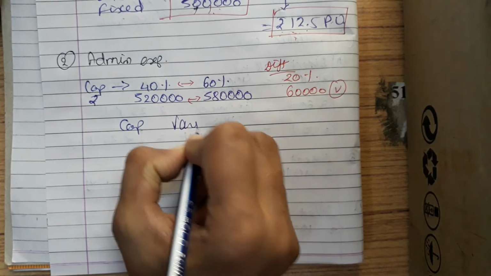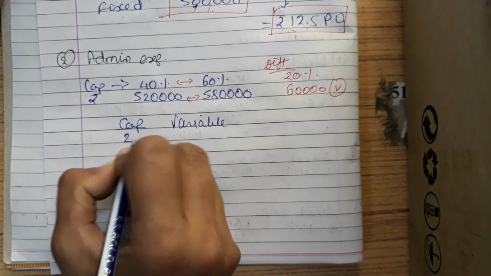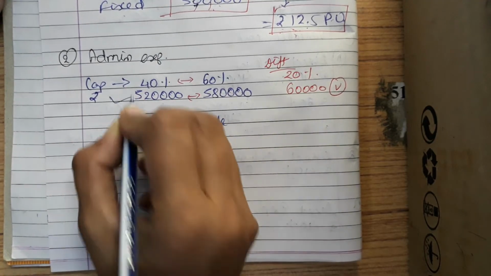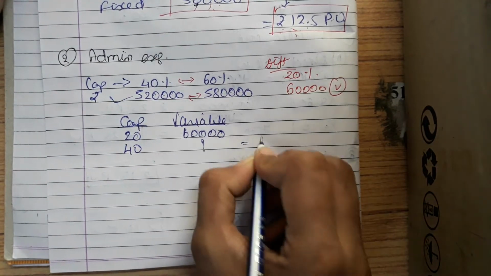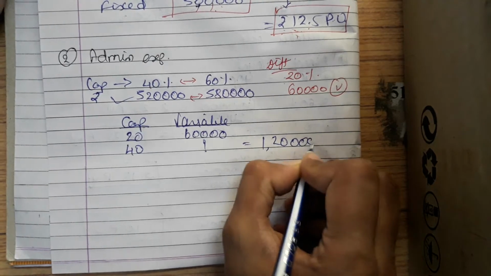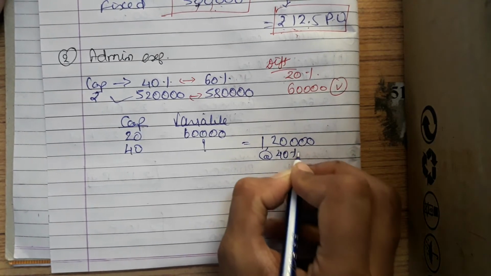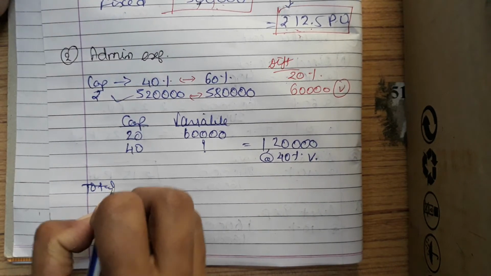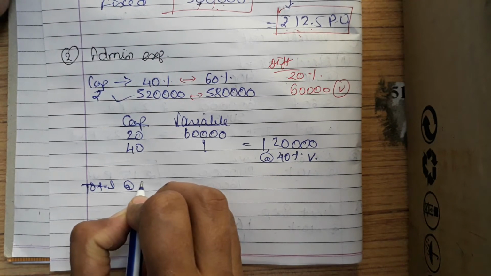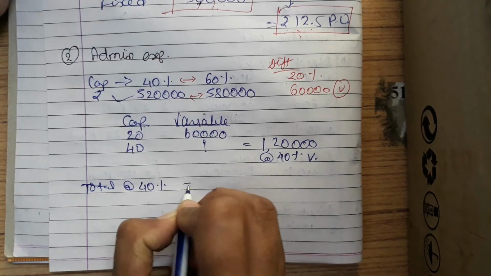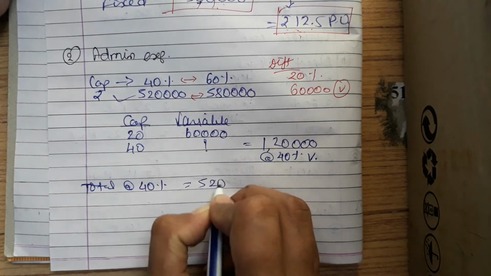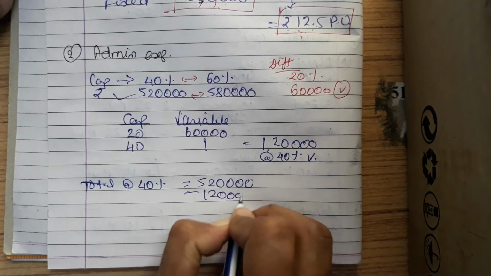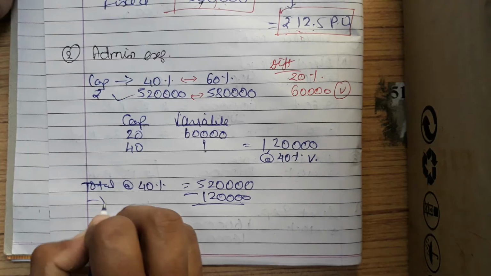So at capacity 20% the variable is 60,000, so at 40% how much? So that is 1,20,000 at 40% it is variable, right? So here we can get total at 40%, rupees 5,20,000 minus the variable that we have just found out here.